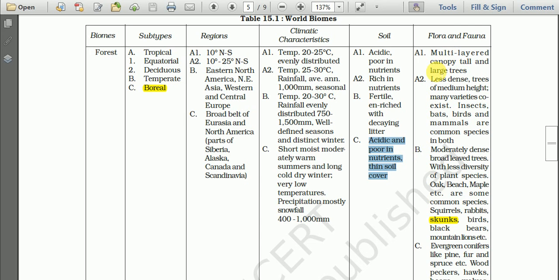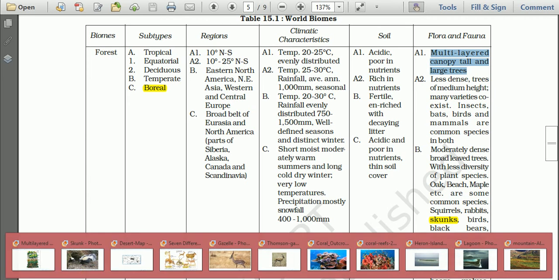And about the equatorial or tropical forest biome, the plants and animals: see here, multi-layered canopy, tall and large trees. In case of rainforest, in case of equatorial forest or tropical rainforest, the structure of the forest is multi-layered, having different layers, as you will be seeing here.